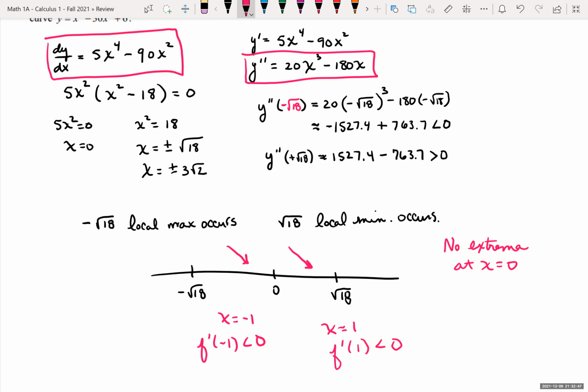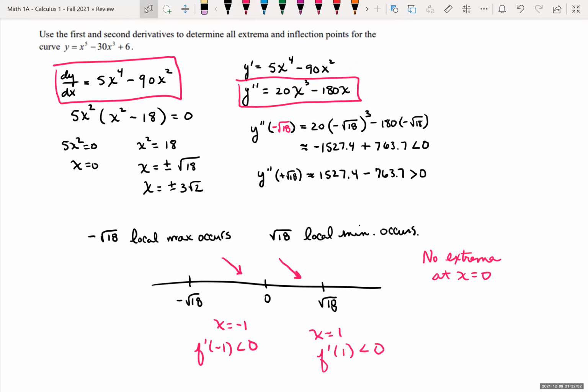They wanted us to determine all the extrema and the inflection points for the curve. And so we can find where our inflection points are by looking at where our second derivative, which we have right here, is equal to 0 or undefined. Well, our second derivative is always defined. And so let's factor out a 20x from both of those terms. If we pull out a 20x, we're left with x squared minus 9.